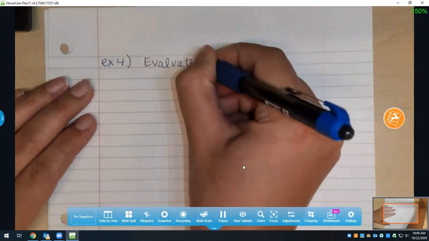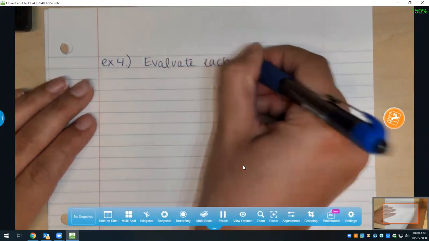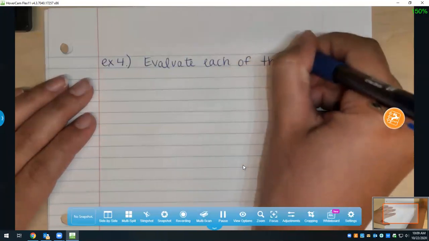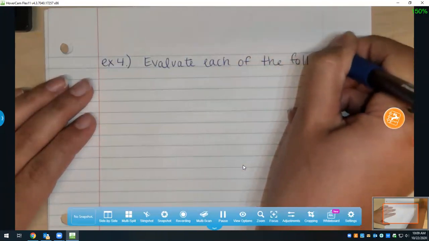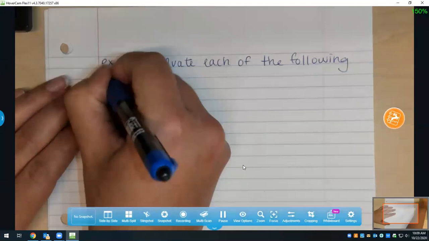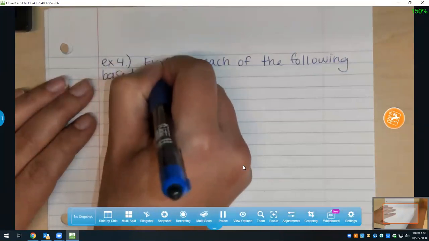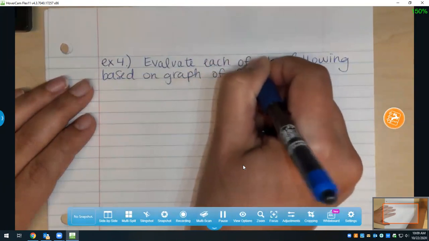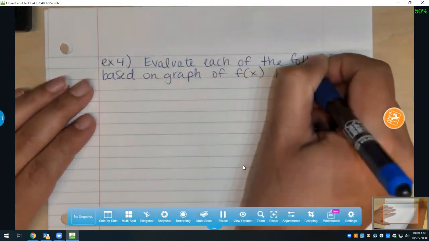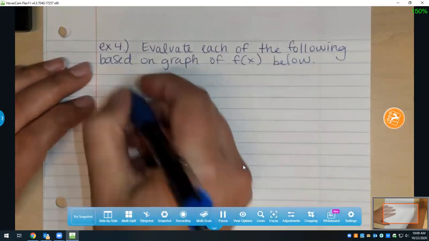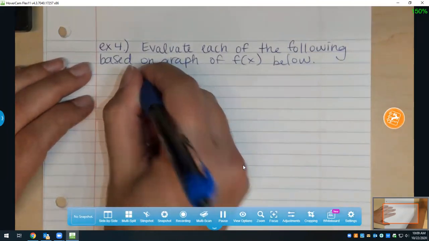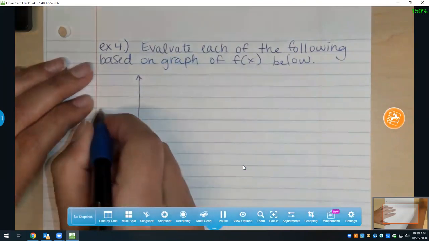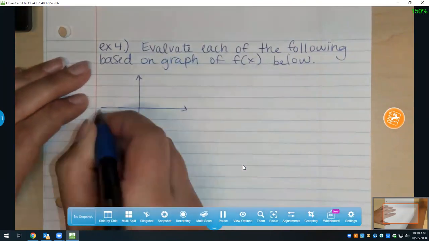Evaluate each of the following based on the graph of f of x below. All right, y'all are going to have to try to draw a graph. So this is going to be a little interesting. This is the only reason that I wanted printed notes today, but we're going to make it work.